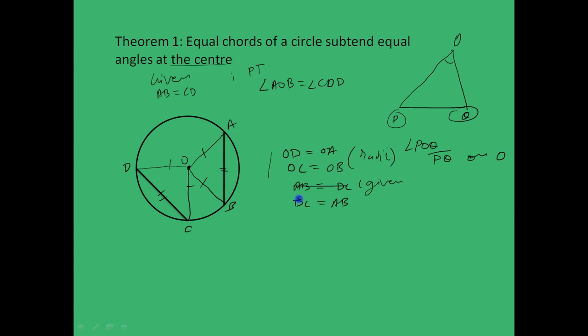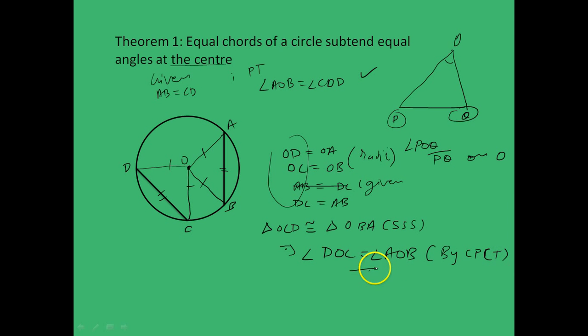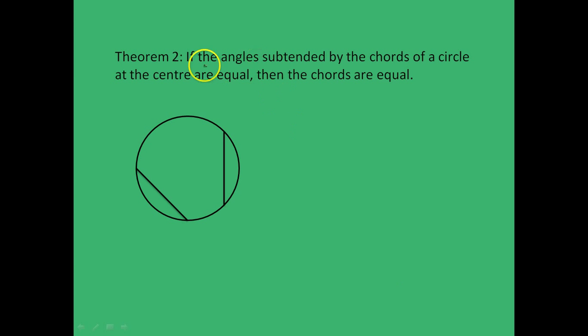It's the same thing. So we collect all this and say triangle OCD is congruent to triangle OBA by SSS congruence rule. This implies angle DOC is equal to angle AOB, which is what we have to prove. This is, by the way, by corresponding parts of congruent triangles. So hence proved.